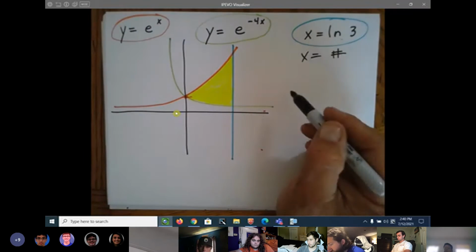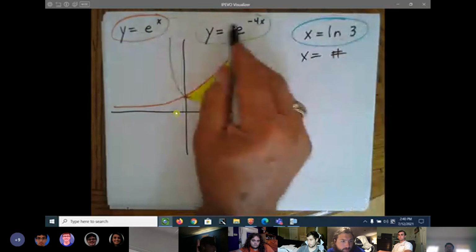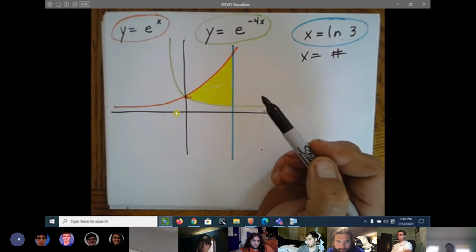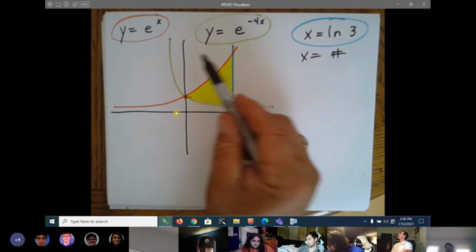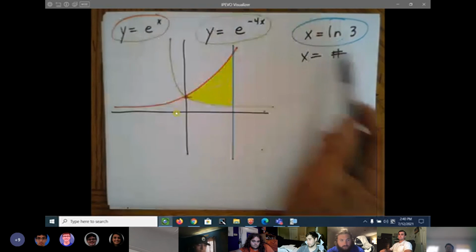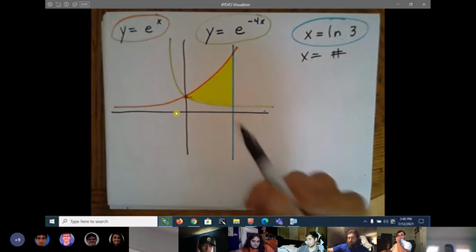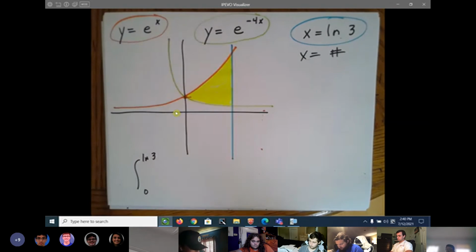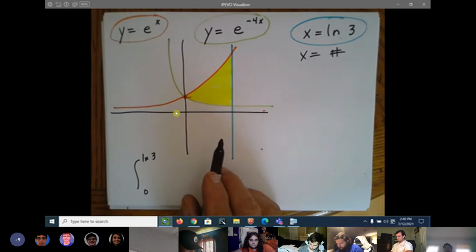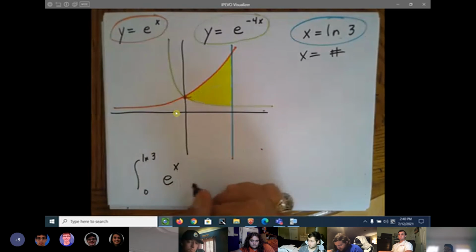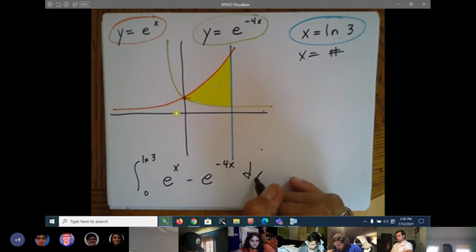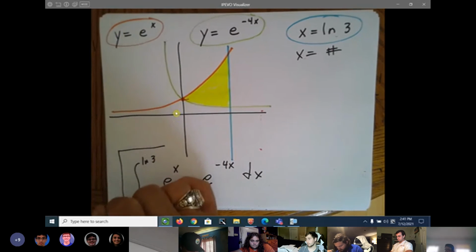That's a number. But when people see this, along with this, they go, oh, let's not do this problem because we don't know how to do it. It's subconscious. That's what happens on a test or homework. So here's the area you want, and you know that it's going to be from 0 to the natural log of 3. Somebody tell me which one is dominant along the region. E to the x minus e to the negative 4x dx. Here's your setup.